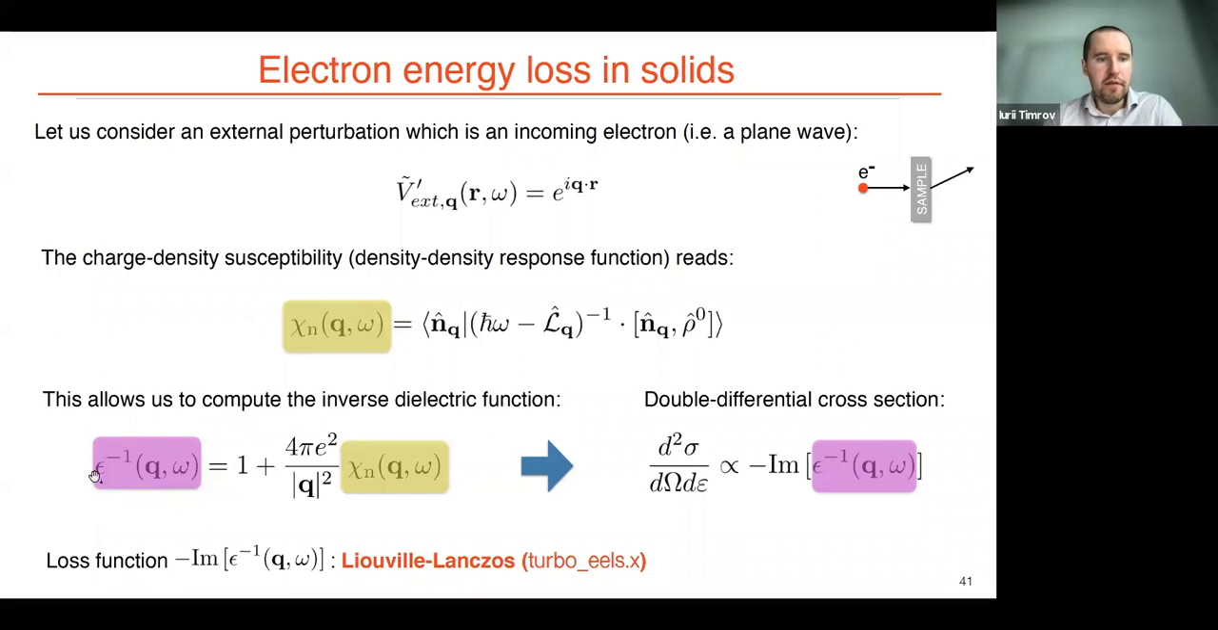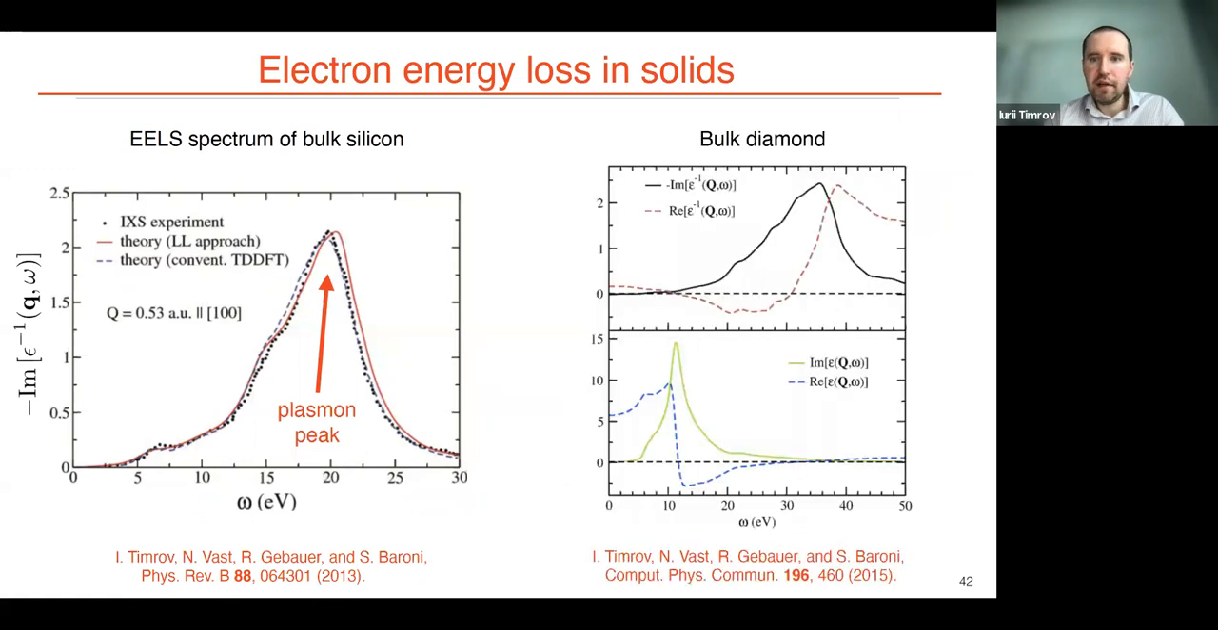And by knowing the inverse dielectric function, we take its imaginary part, and this corresponds to the double differential cross-section, which is measured experimentally. So what we compute has a direct link with what is measured in experiments. This double differential cross-section measures the angle in which electrons are scattered and which energy is in some interval in energy. And this can be computed with the Turbo EELS code. We will discuss some examples for silicon during the hands-on.